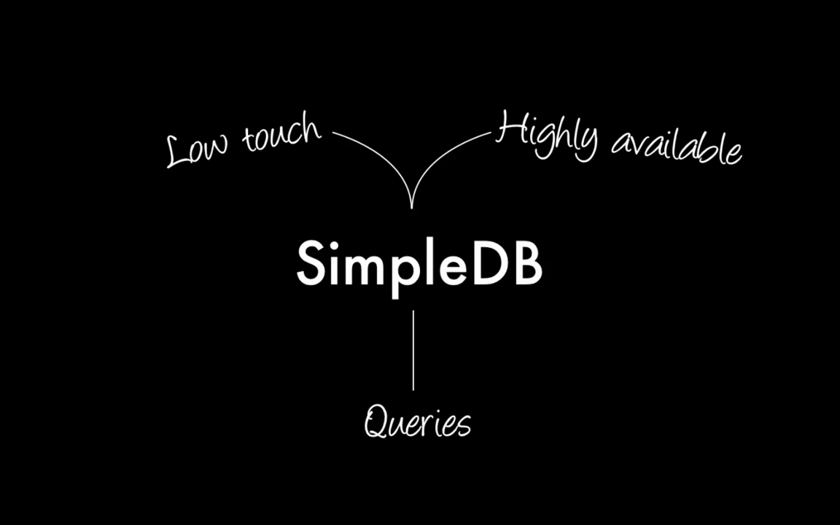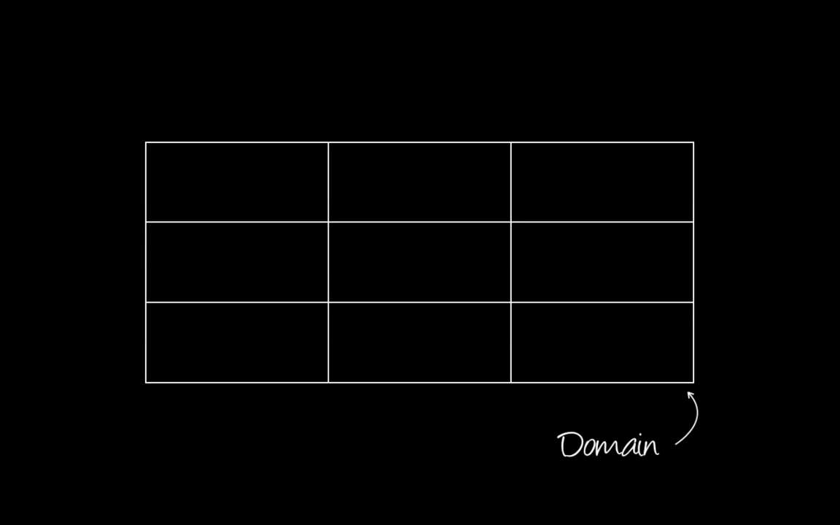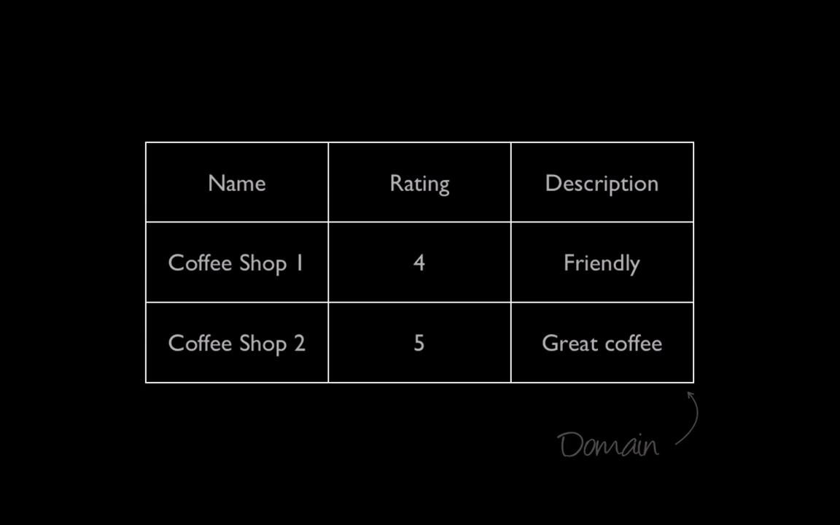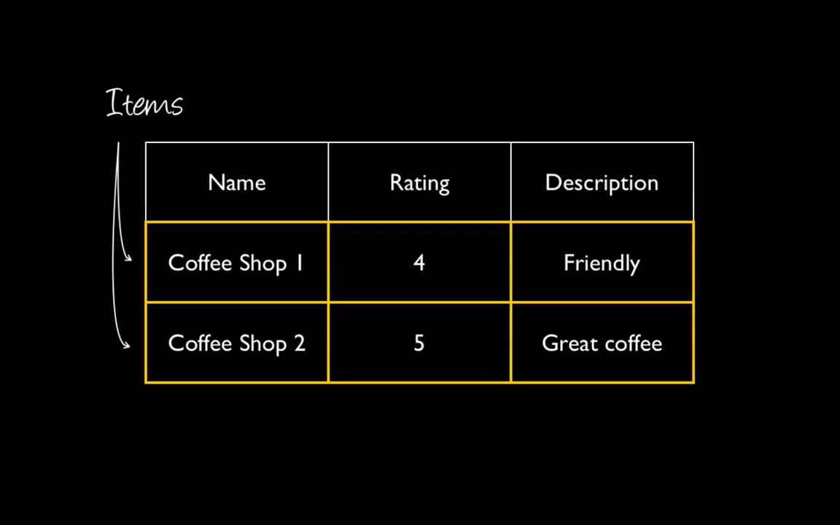SimpleDB is a low-touch, highly available database which makes it easy to store, manage and query your data. With SimpleDB, you organize your dataset into domains and can run queries across all of the data stored in a particular domain. Domains are collections of items that are described by attribute value pairs.